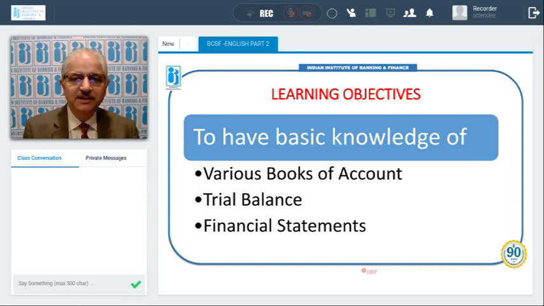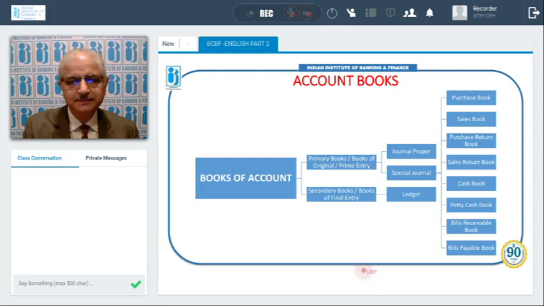transactions. In double entry bookkeeping, recording is done in two angles. One account is debited and another is credited. Now we are going to talk about different types of books of accounts which are maintained by a business, the trial balance and financial statements. We'll gain some basic knowledge of all these books and other statements. That's the learning objective of this particular part.